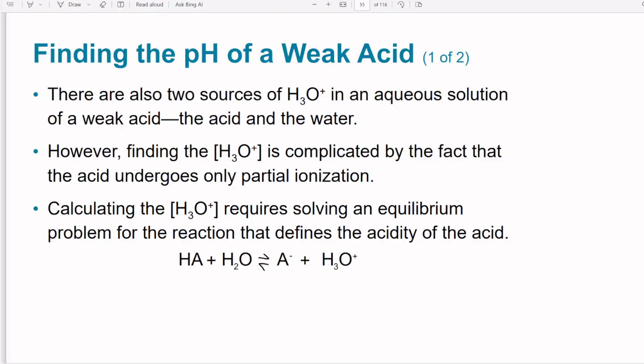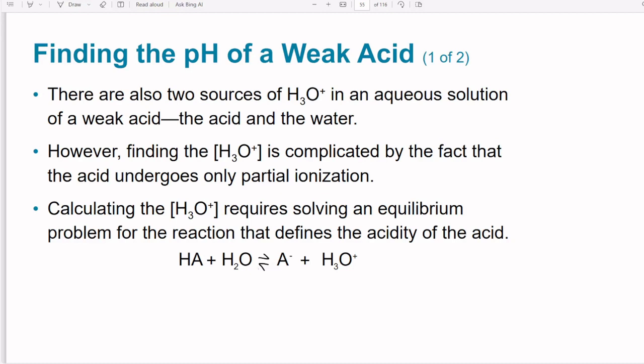Finding the pH of a strong acid simply required us to take the negative log of the hydronium ion concentration, which was equal to the initial amount of acid that we put into the system. But in order to solve for the pH of a weak acid, we need to set up an equilibrium problem and set that equal to the Ka for the acid.